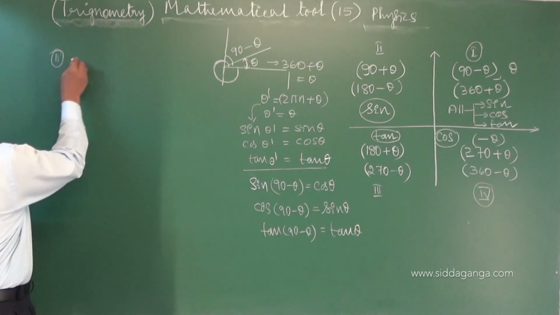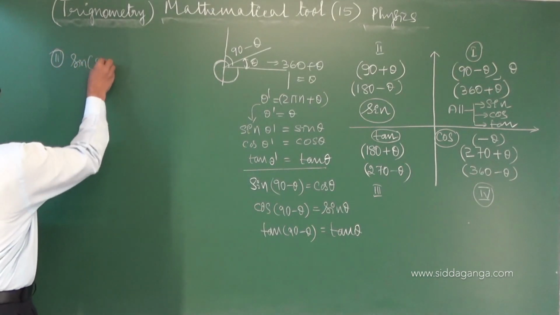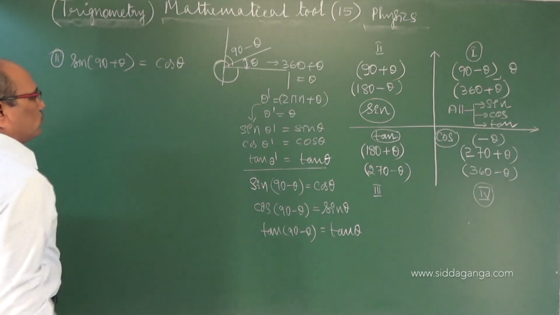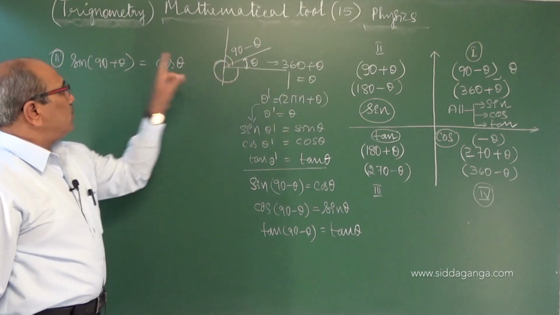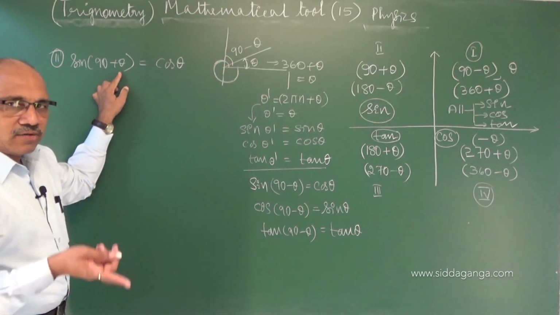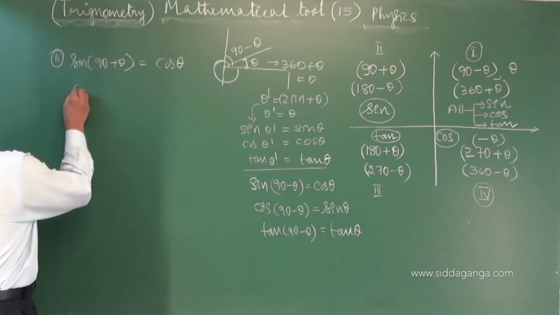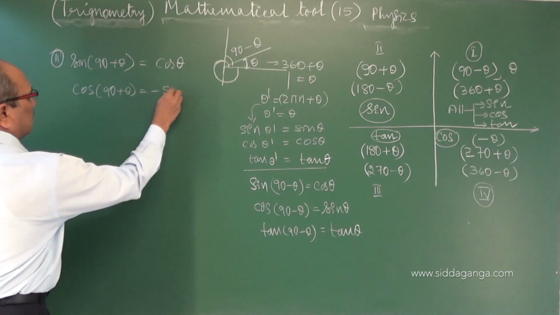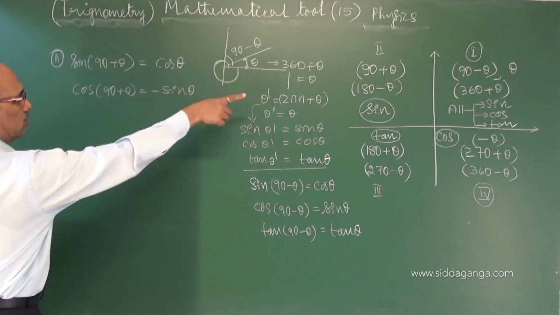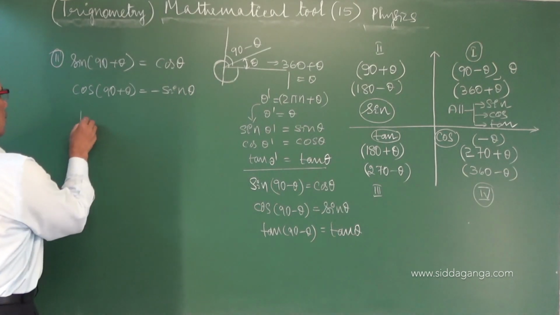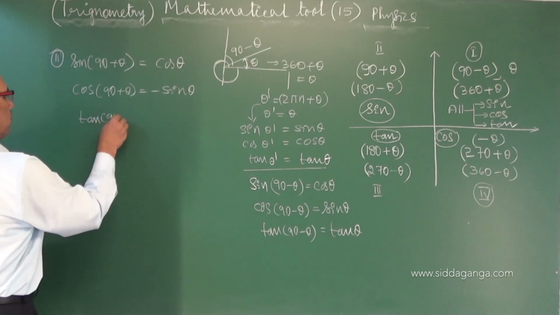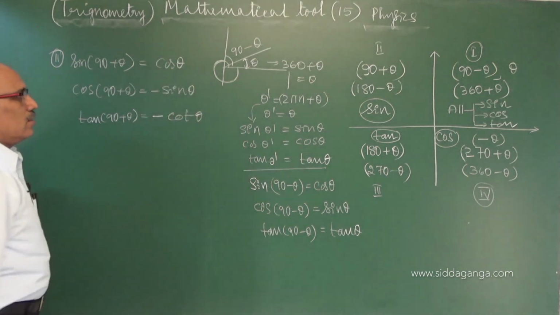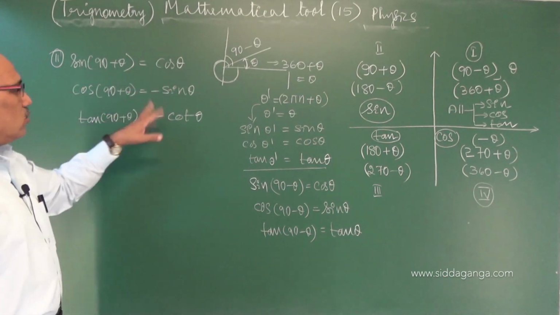In the second quadrant, sin of 90 plus theta becomes cos theta, but positive. When you write 90 plus theta, I told you the complementary function comes. Similarly, cos of 90 plus theta becomes minus sin theta, because the cos function is negative in the second quadrant, and tan of 90 plus theta becomes minus cot theta. Only sin is positive, the other two are negative here.